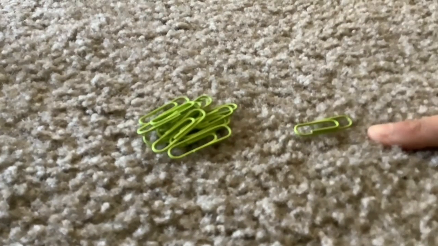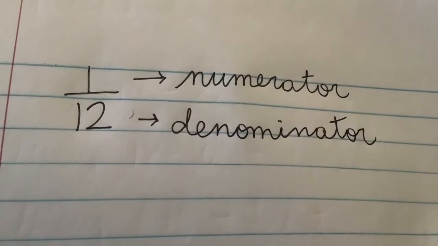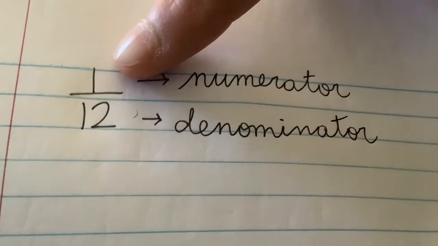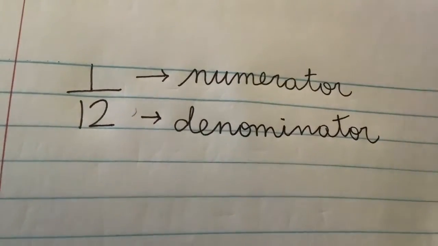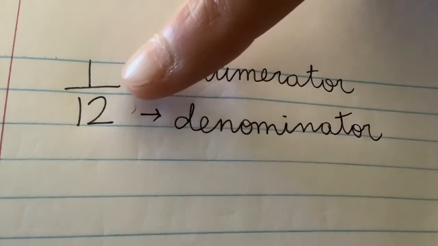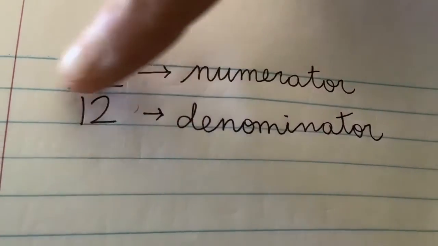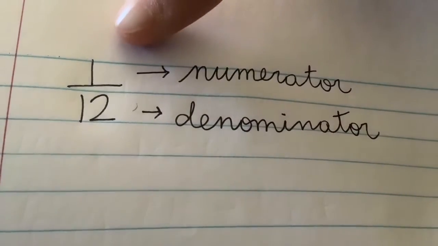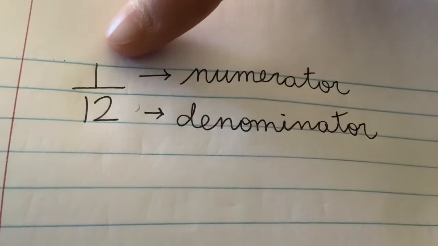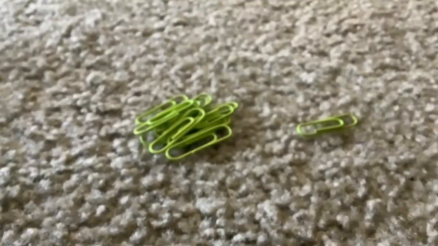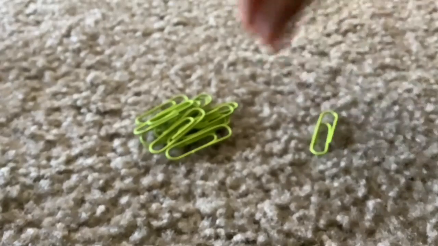I have 1/12. So remember, when we write 1/12, we have 1 as the numerator and we have 12 as the denominator. So 12 is the denominator, which means how many are in the whole set of 1. Then the numerator tells us how many of the set are we having from the group. So in this case, I have 1/12.